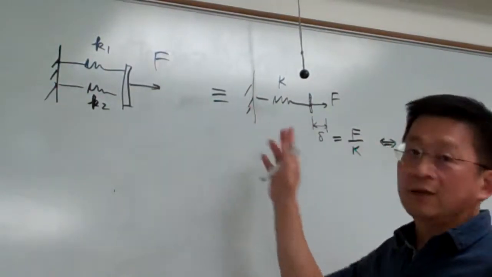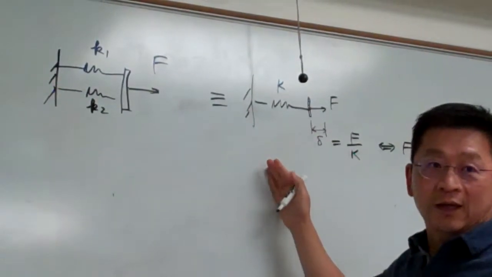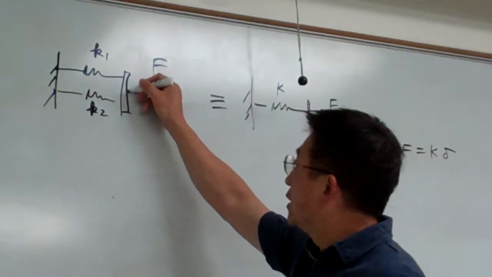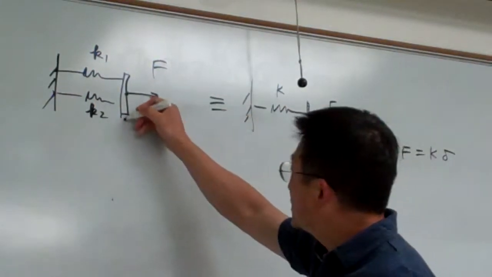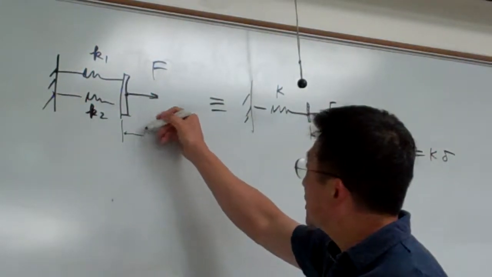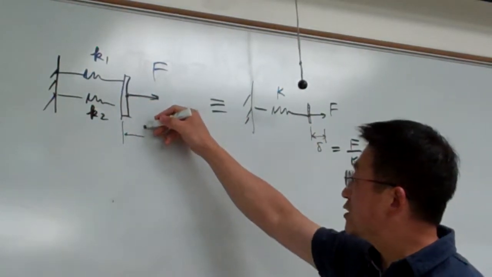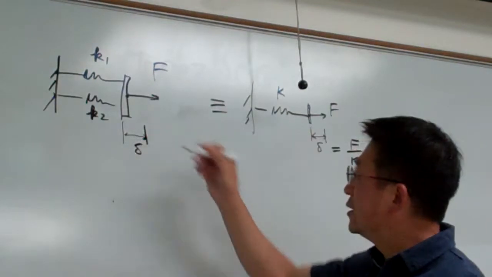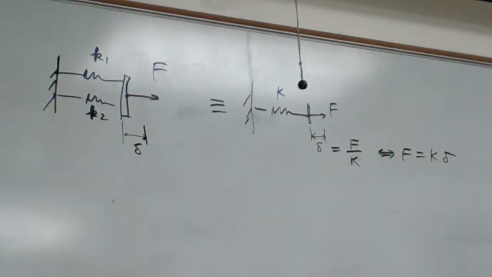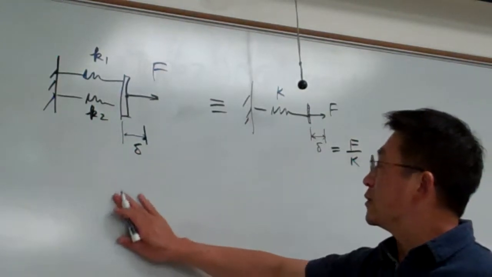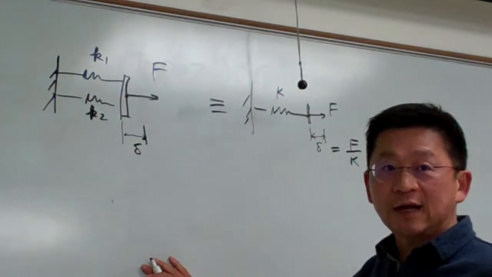So the two systems must be equal. Equivalent means that under the same situation, we take the same node. So this location where the force is applied is going to displace by the same amount of distance, which we call delta. And by doing so, we can do the free body diagram.